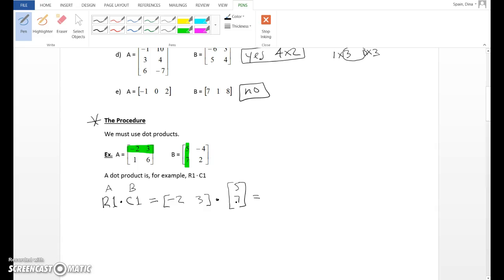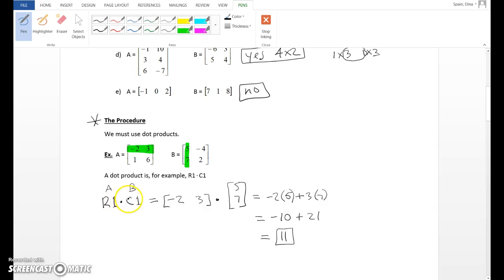Okay, a dot product, row 1 dotted with column 1. What you do is you take the negative 2 times the 5 and you add it to the 3 times the 7. Just like that. That's a dot product. So that's going to be negative 10 plus 21, which gives you 11. A dot product is going to return a number.